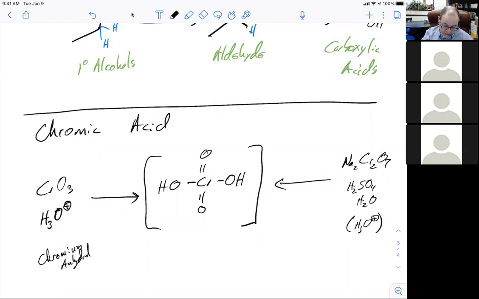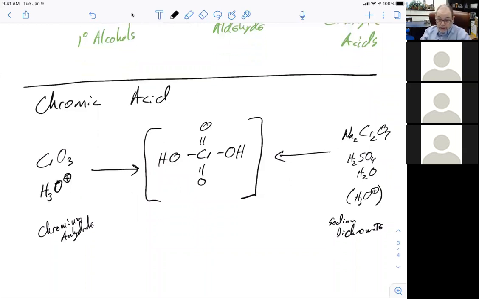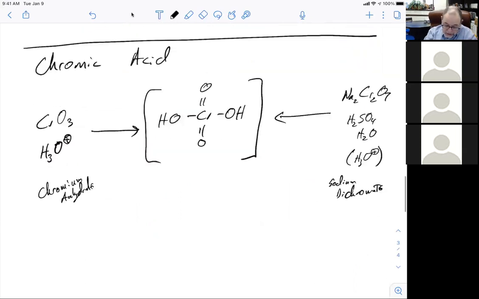Right, and you can see the chromium anhydride, it looks like the chromic acid except it's missing water. And then over here, this is sodium, sometimes called disodium dichromate. Or sodium dichromate is more accurate than disodium dichromate. Disodium dichromate is an older term. Okay. So these are our reagents.